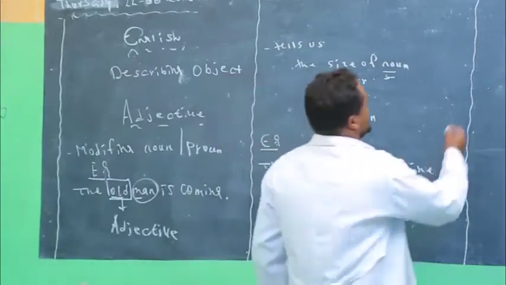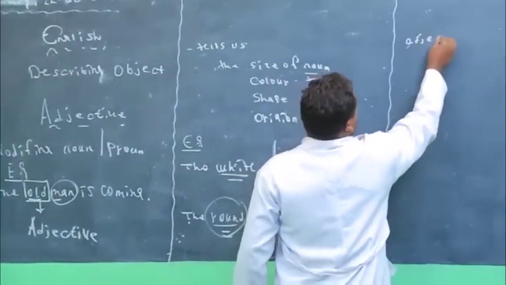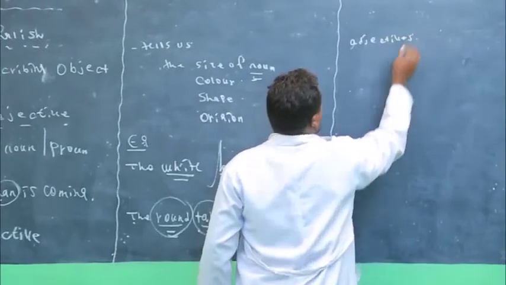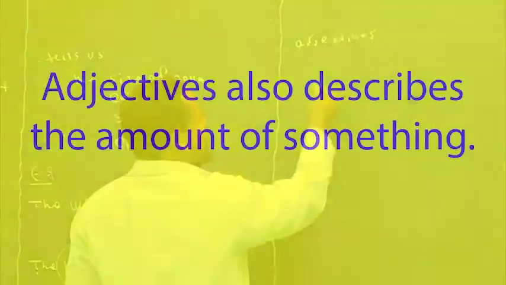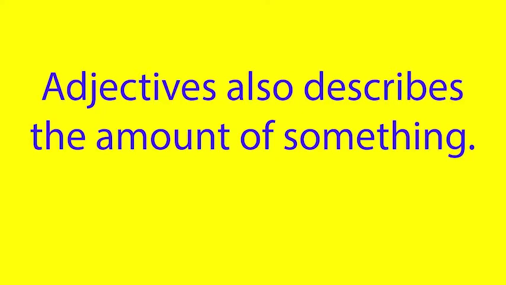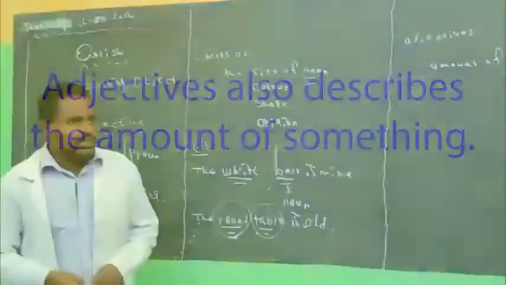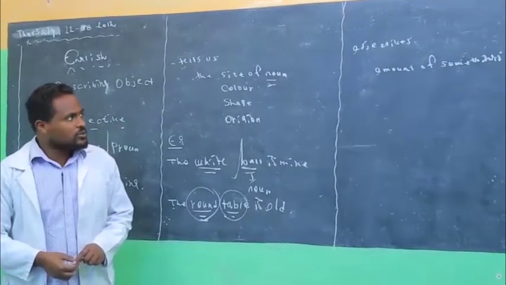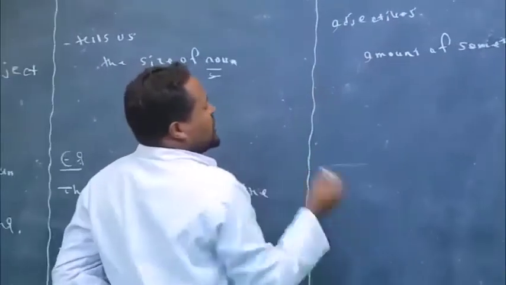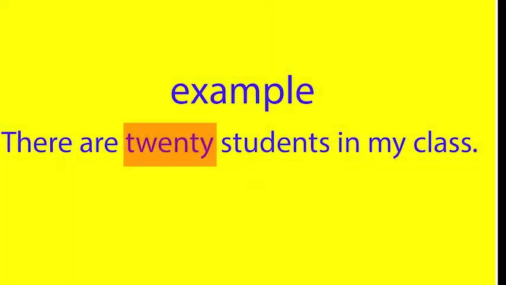Adjectives also tell us the number or the amount of something. Adjectives can tell us how many or how much of something. For example, if you say there are 20 students in my class.